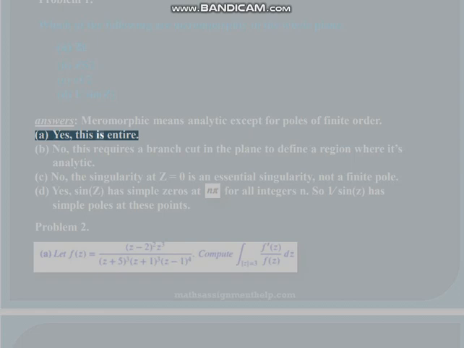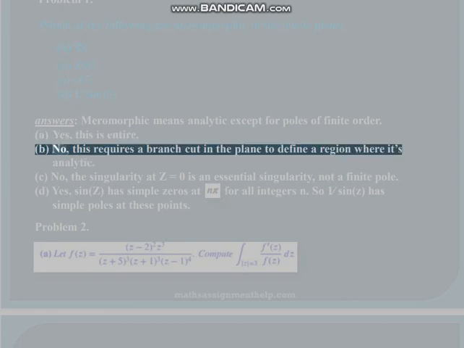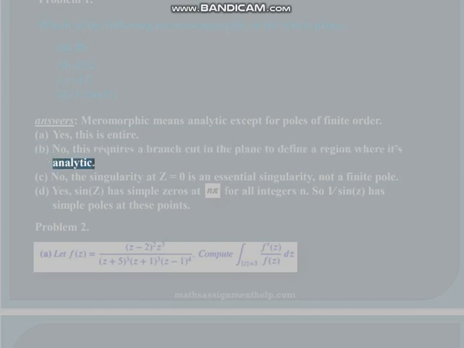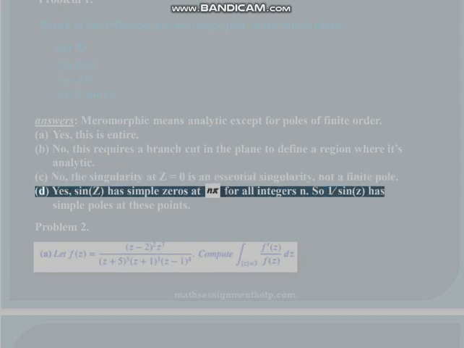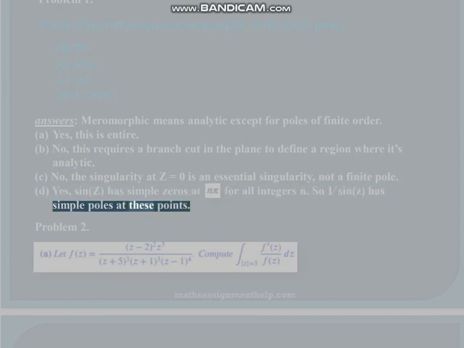A. Yes, this is entire. B. No, this requires a branch cut in the plane to define a region where it's analytic. C. No, the singularity at z equals 0 is an essential singularity, not a finite pole. D. Yes, sin z has simple zeros at nπ for all integers n. So 1/sin z has simple poles at these points.